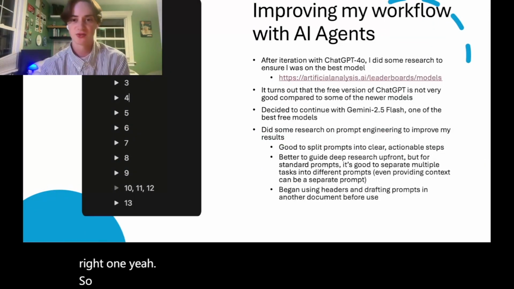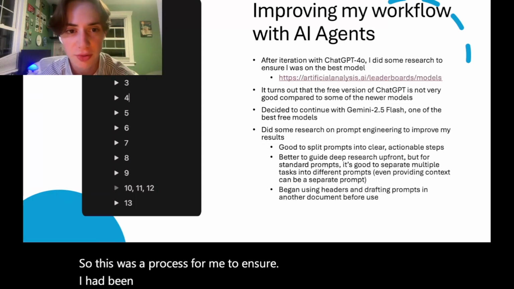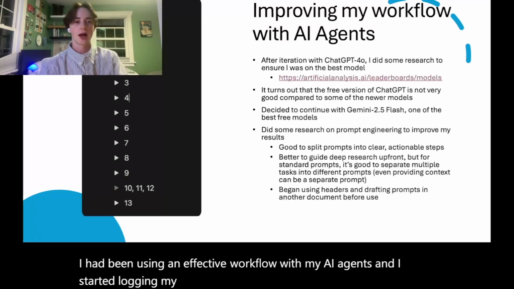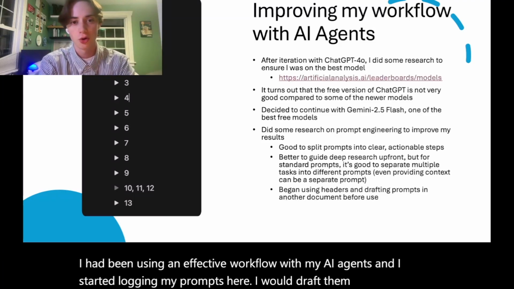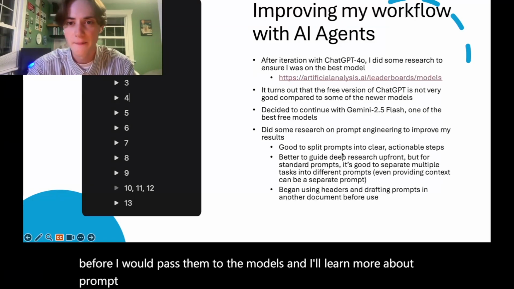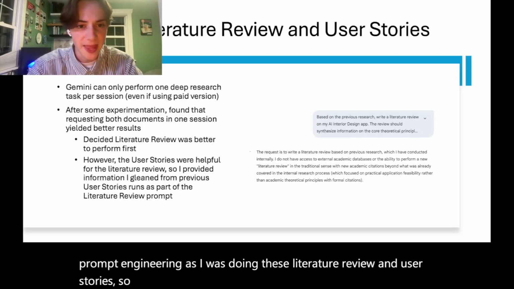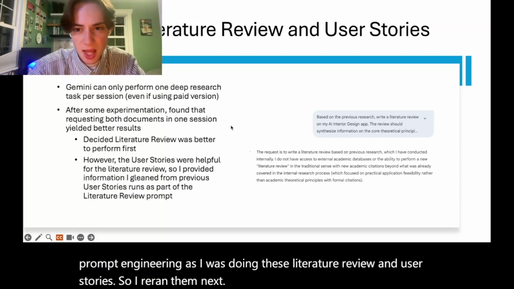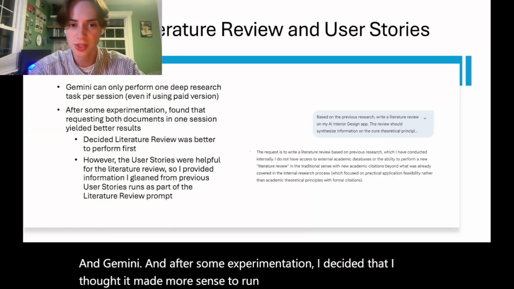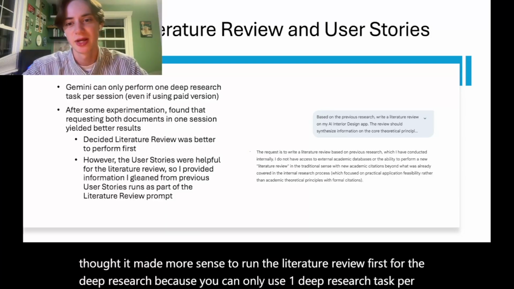So this was a process for me to ensure I had been using an effective workflow with my AI agents. And I started logging my prompts here. I would draft them on Notion before I would pass them to the models, and I learned more about prompt engineering as I was doing these literature review and user stories. So I reran them next in Gemini, and after some experimentation, I decided that it made more sense to run the literature review first for the deep research, because you can only use one deep research task per session in Gemini 2.5 Flash.